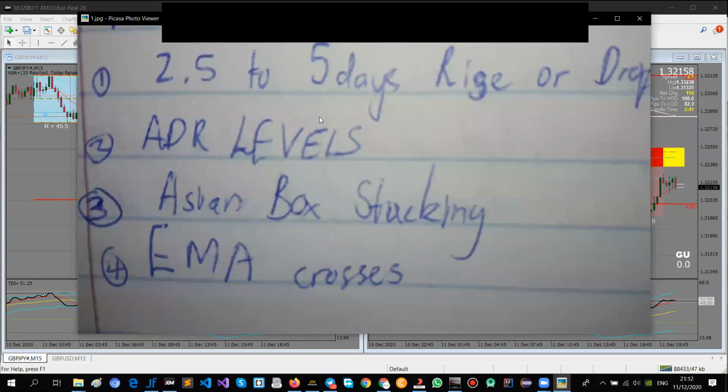As you can see, we have 4 ways of counting levels in BTMM. With this strategy, we have 4 ways, and they are numbered. The first one being 2.5 days to 5 days rise or drop. The second one, ADR levels. The third one, using Asian box stacking, and the fourth one being EMA crosses. Those are the four methods of counting levels that we'll be talking about in this session today.